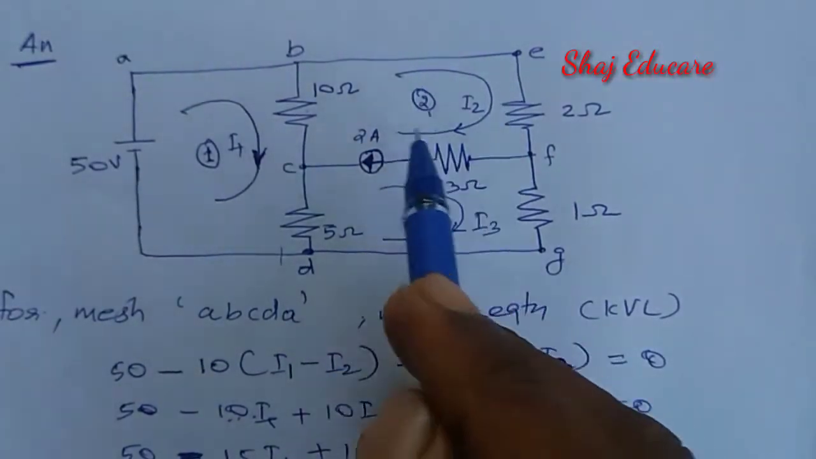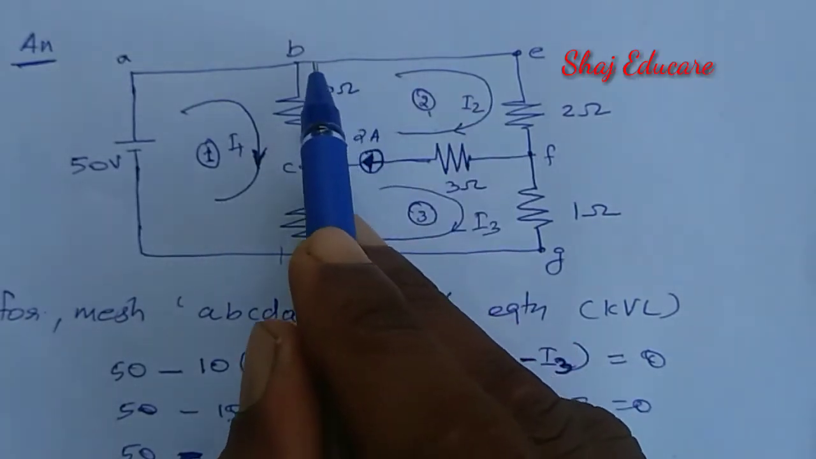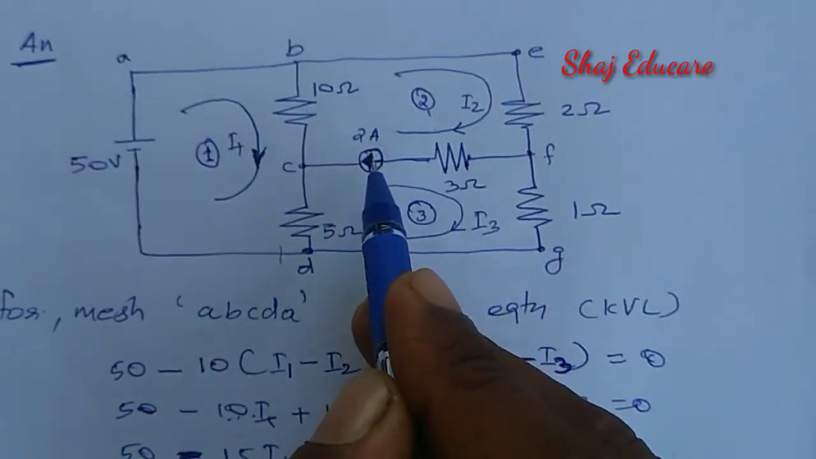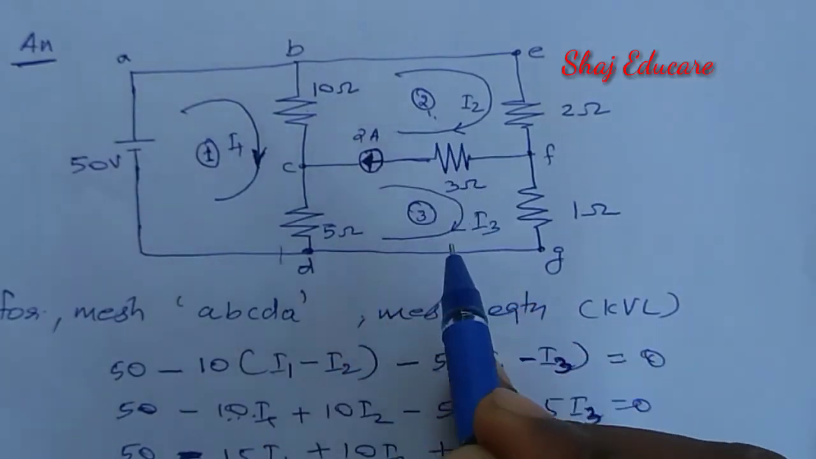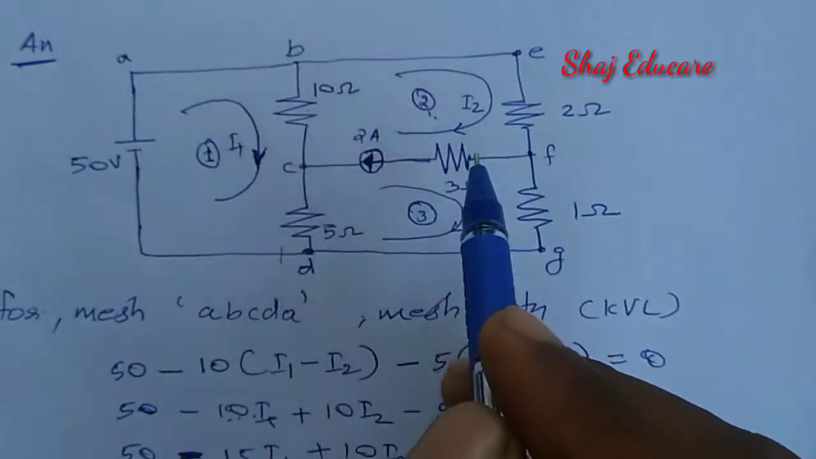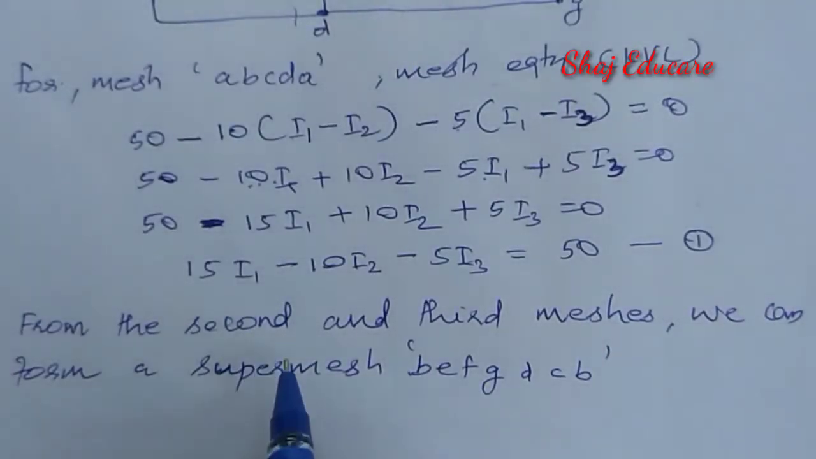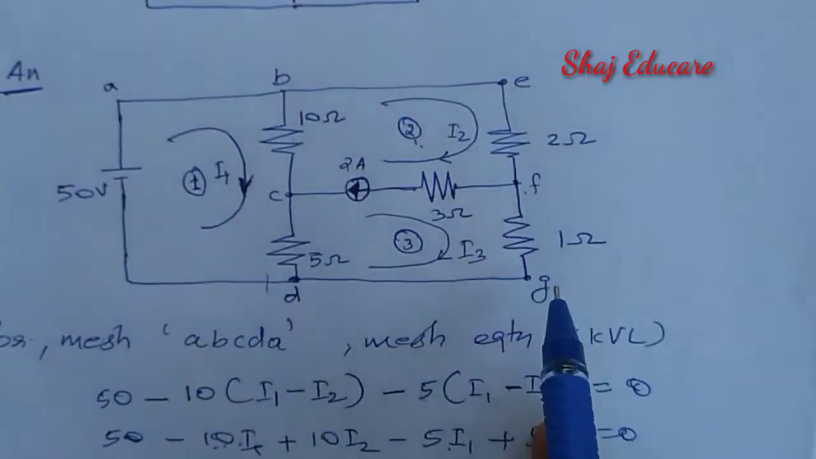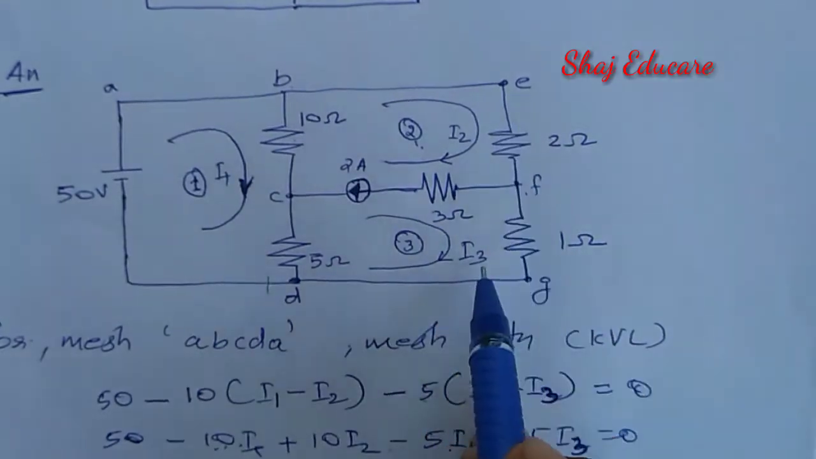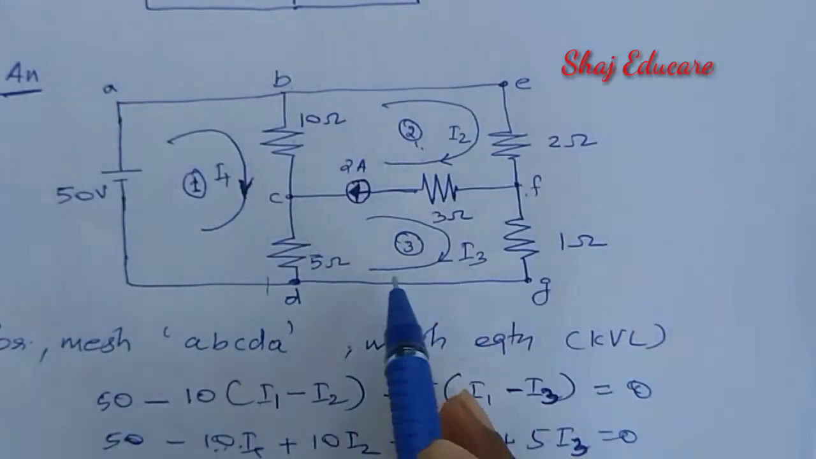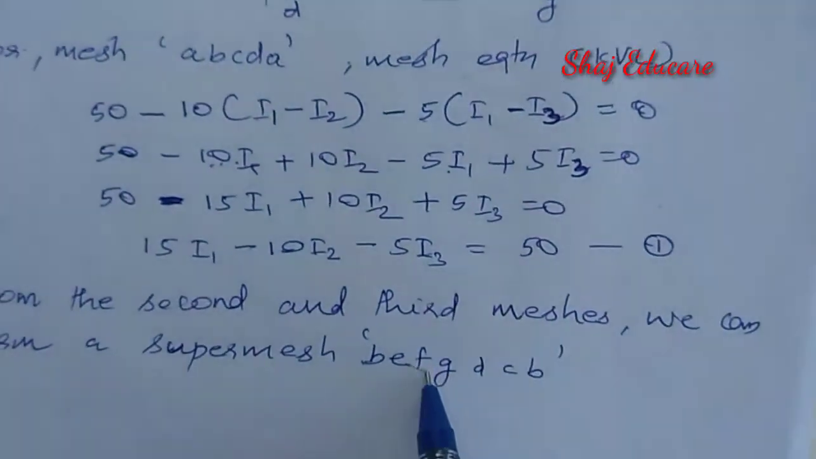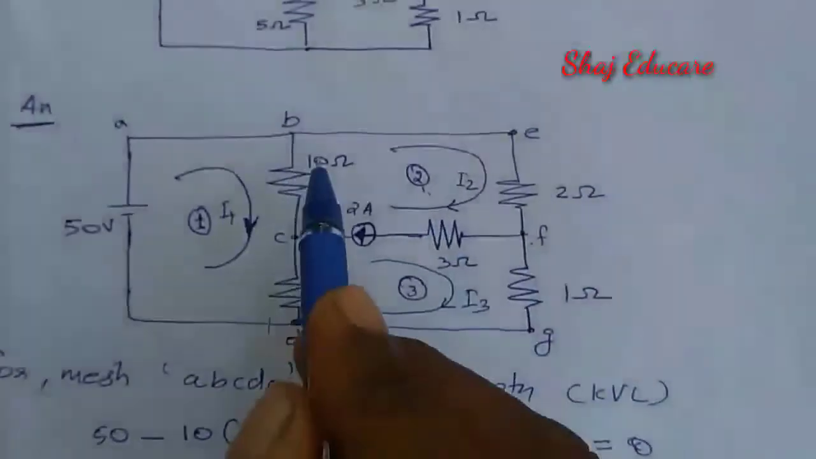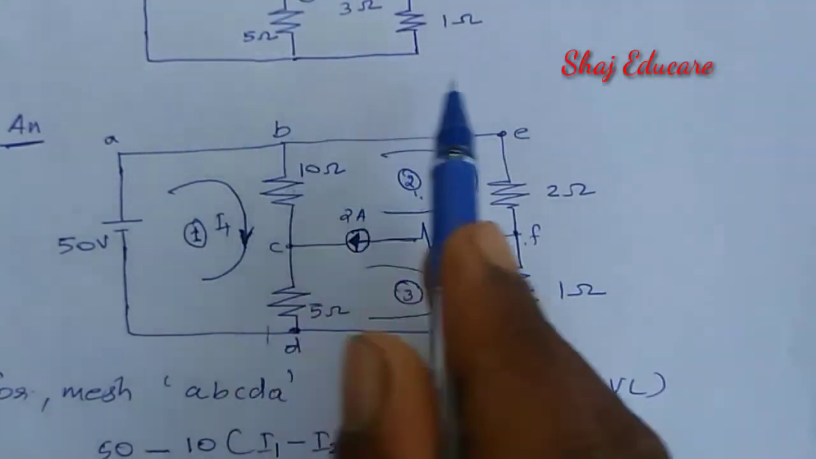Now look at the problem given in these two meshes, B, E, F, E, D. That means mesh 2 and mesh 3 share a common current source. So by combining meshes 2 and 3, we can form a super mesh. By combining meshes 2 and 3, we formed the super mesh B, E, F, G, D, C, B. That is written over here. This is the super mesh.